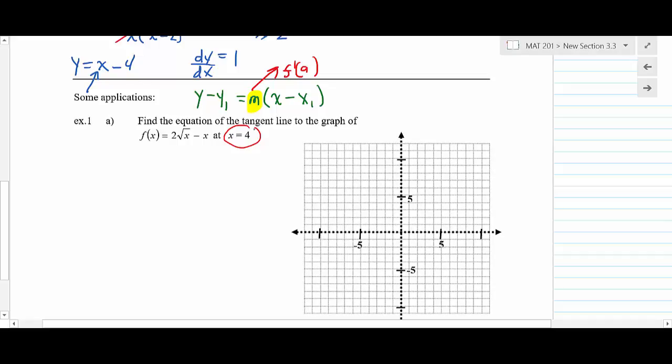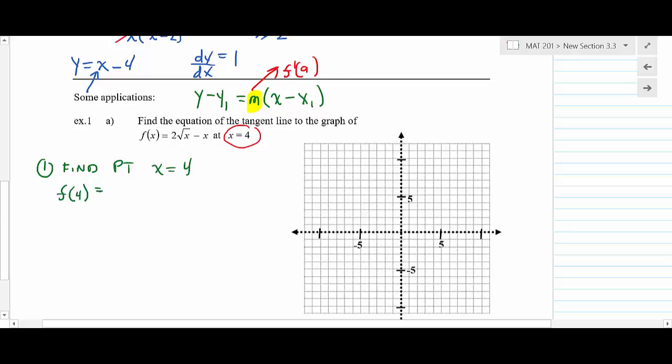Okay, so what we're going to do with this one is, there's 2 things you have to do, essentially, on this. The first thing is, you got to find the point. Now, I've given you the x value, you got to find the y value. Okay, so what we have is, if x is 4, then we just need to evaluate the function at 4.